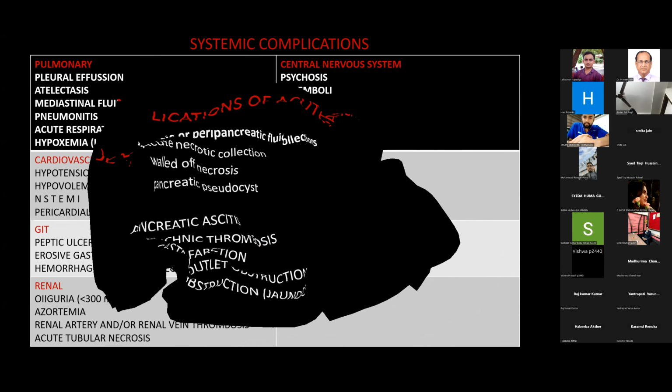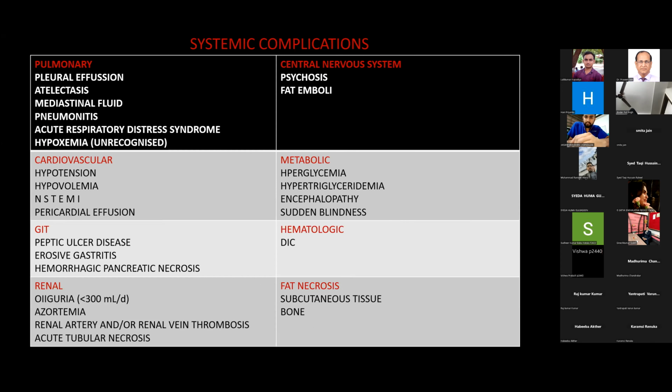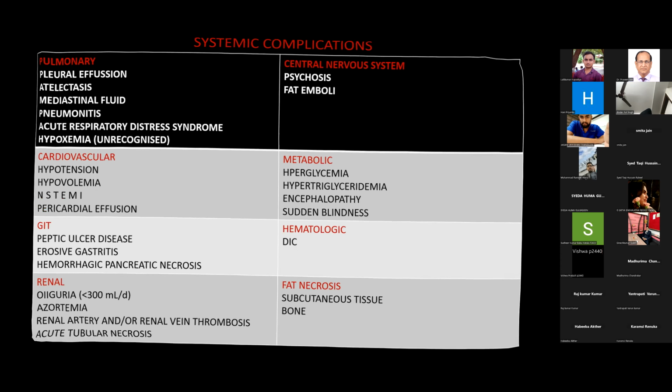Coming to systemic complications, central nervous system, it may be psychosis, fat emboli. Cardiovascular system, as we discussed, there is a capillary leakage leading to hypovolemia, hypotension, non-ST elevation MI, and pericardial effusions. Pulmonary, in the same way, there is a capillary leakage leading to pleural effusions, pneumonitis, acute respiratory distress syndrome, atelectasis, etc. Coming to GIT, there may be erosive gastritis, hemorrhagic pancreatitis. So these all are the systemic complications affecting every system.